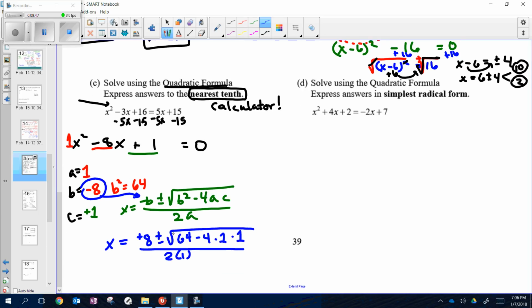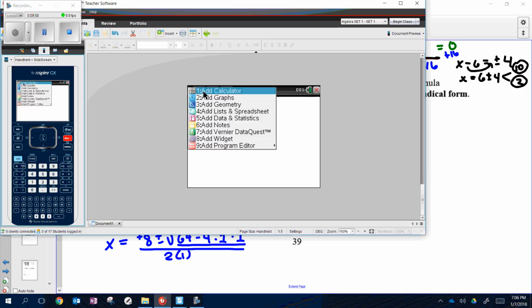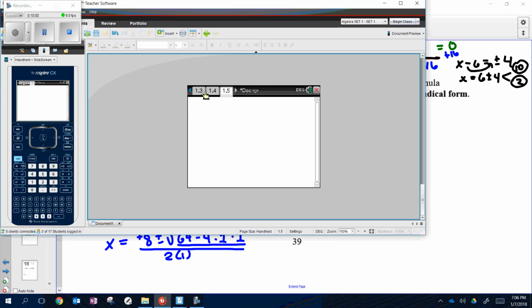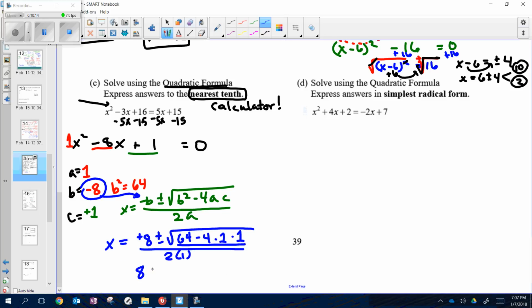So I'm going to do the math underneath the radical. Take that to my calculator. 64 minus 4 times 1 times 1, 60. So underneath the radical is a 60. 8 plus or minus the square root of 60 all over 2. Now, do I need to simplify that radical or not?